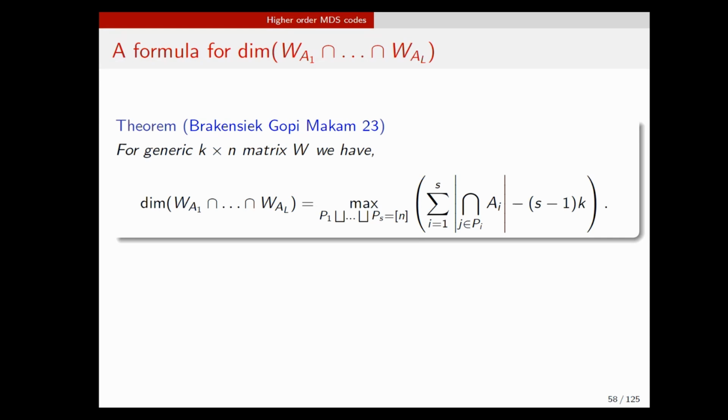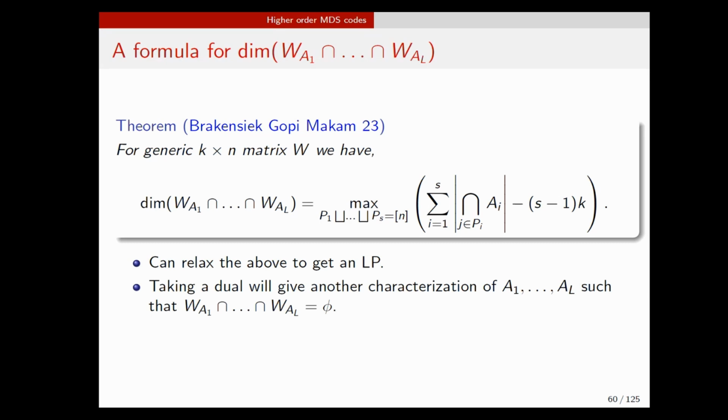I don't want to spend too much time on this, but basically, you partition your coordinates n into s parts, and then you look at some quantity related to the intersection of these sets over these parts. You have some correction term here, and then you have to maximize over all possible partitions. What really is important is that this maximization over partitions, which is a very discrete combinatorial problem, can be relaxed to an LP. And what's good about LPs is that there is duality. So you can take the dual of this LP and get another set of characterizations of when, given sets A1 to AL, WA1 intersection through WAL is empty.